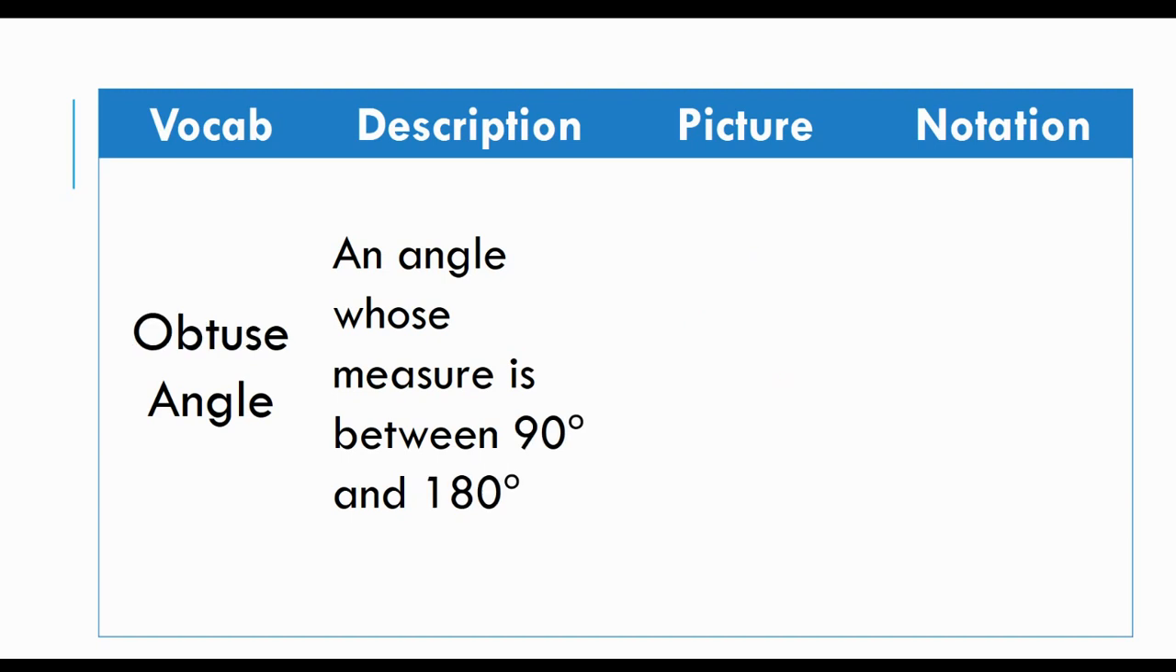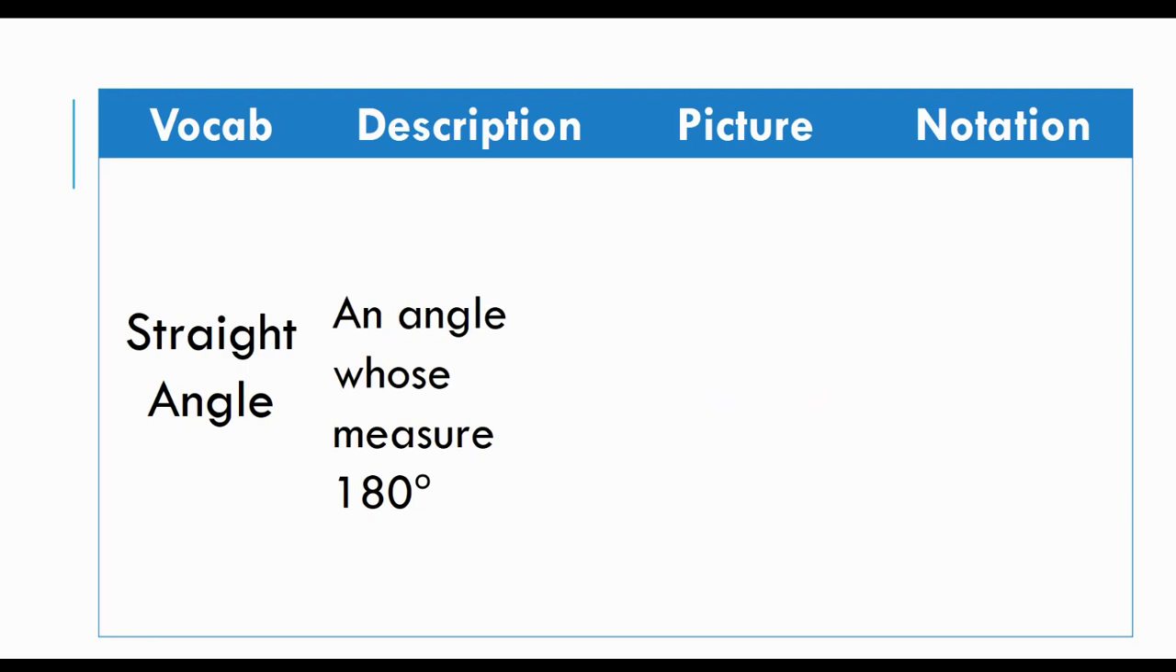We have obtuse angle. An obtuse angle is an angle whose measure is between 90 degrees and 180 degrees. Okay, so this angle is definitely much bigger. So something that looks like this. This is a very big looking angle. I'm going to call this angle DEF. Okay, much bigger than 90, smaller than 180, but some measure in between. This would represent an obtuse angle. Once again, there is no specific notation for an obtuse angle, so I'm going to leave that last box blank.